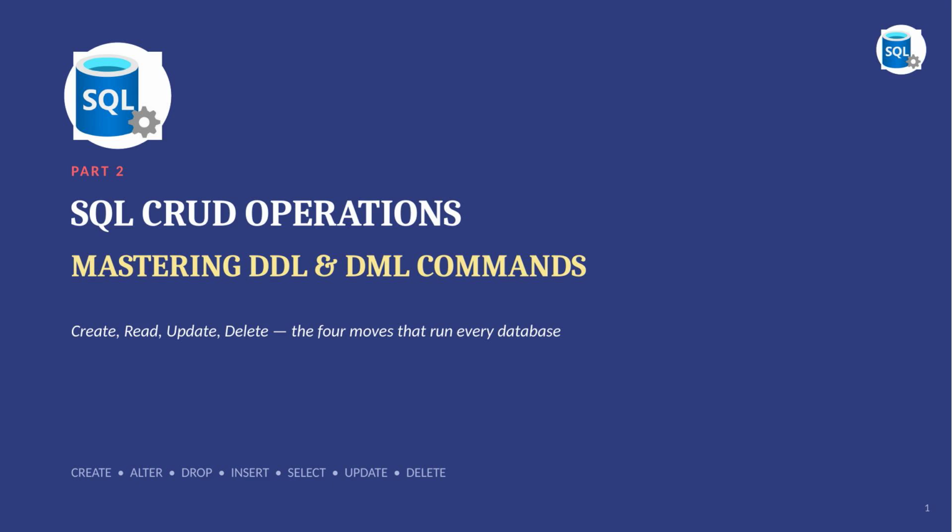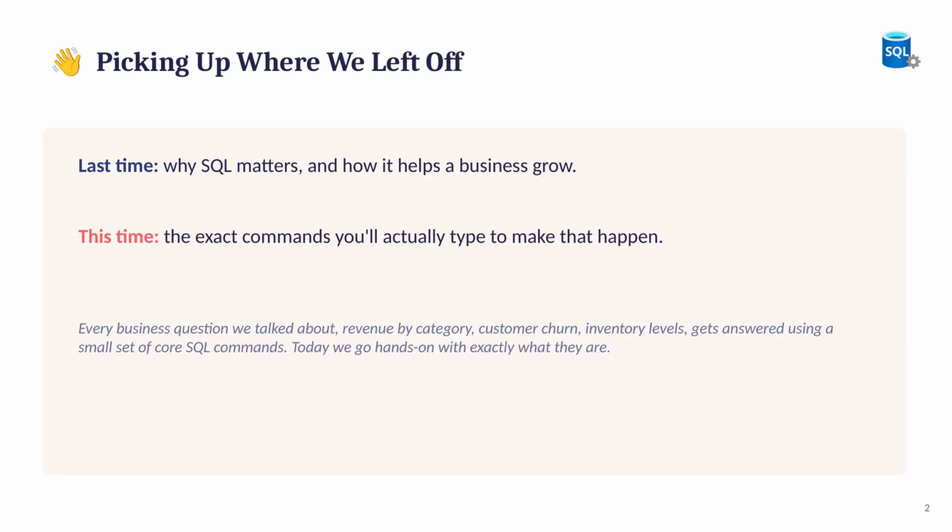If you've ever wondered what's actually happening behind a dashboard, an app, or a report, it's one of these 4 operations running underneath, over and over again. Quick recap of where we're headed. Every business question we talked about last time, revenue by category, customer churn, inventory levels, gets answered using a small set of core SQL commands. Today we go hands-on with exactly what they are, how they work, and where beginners tend to trip up.